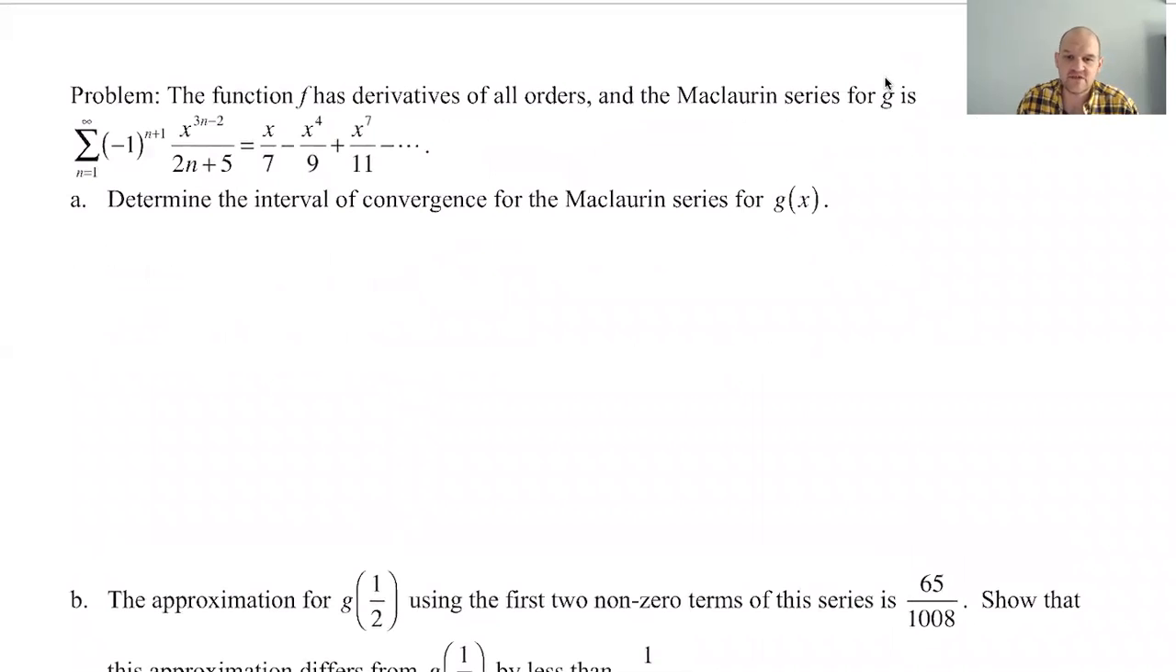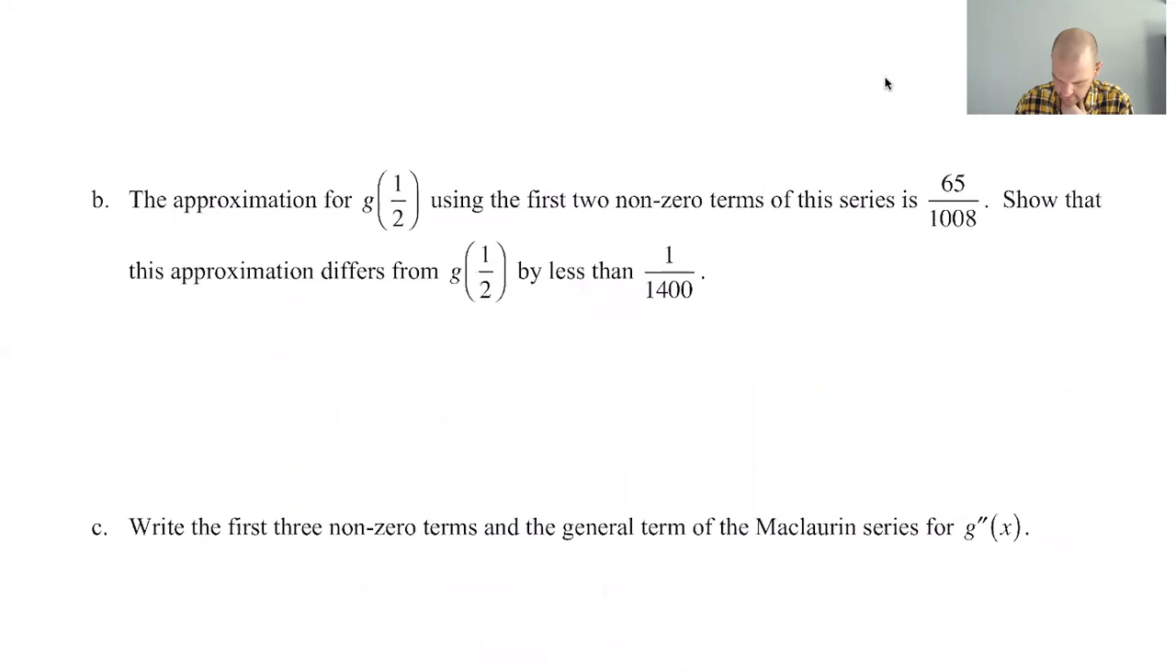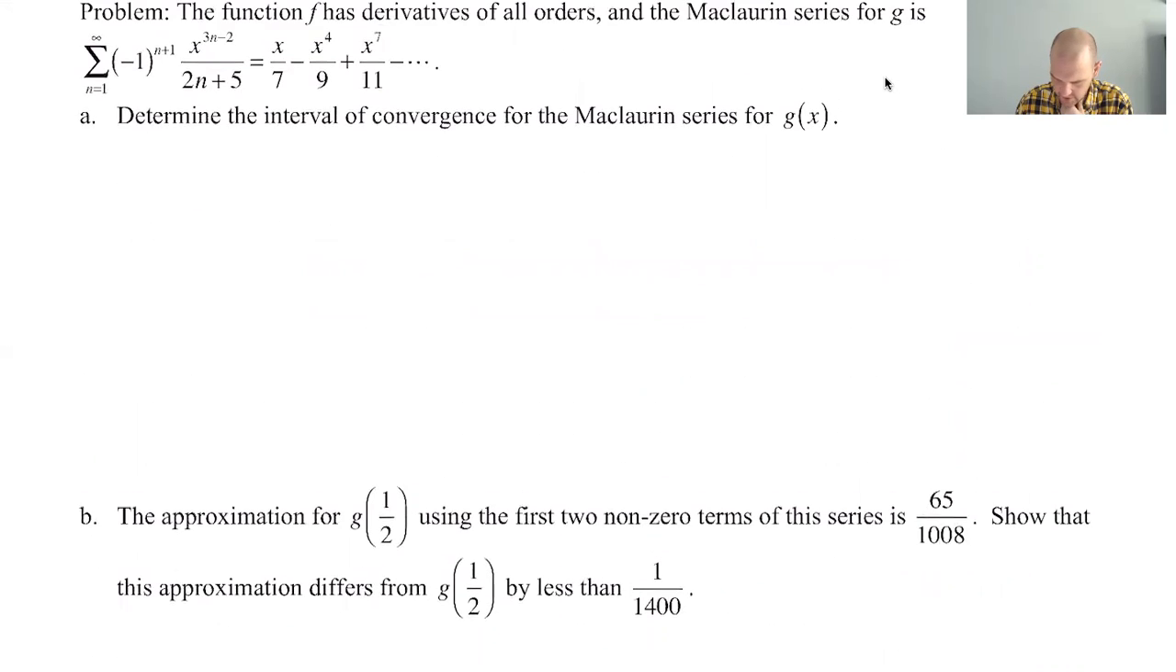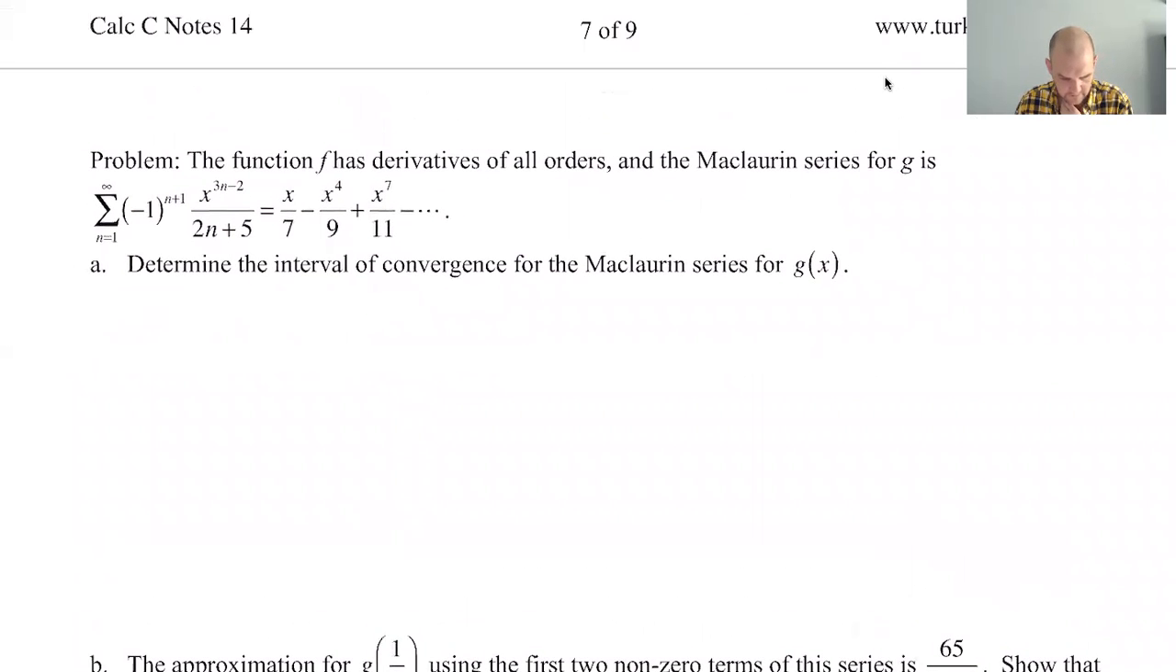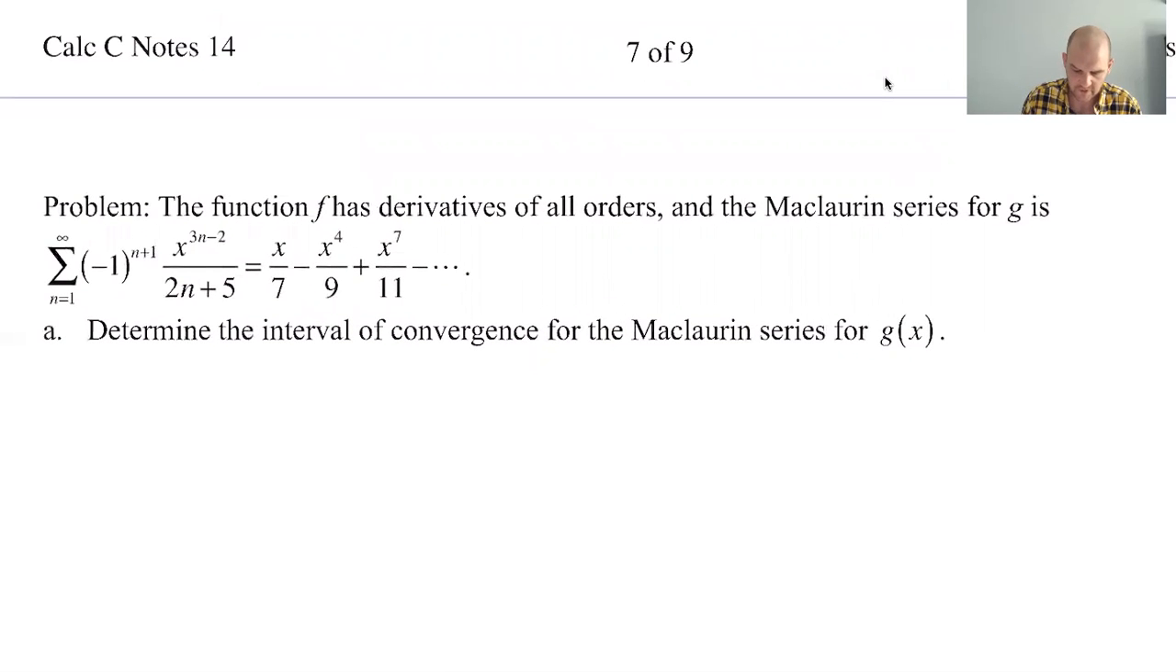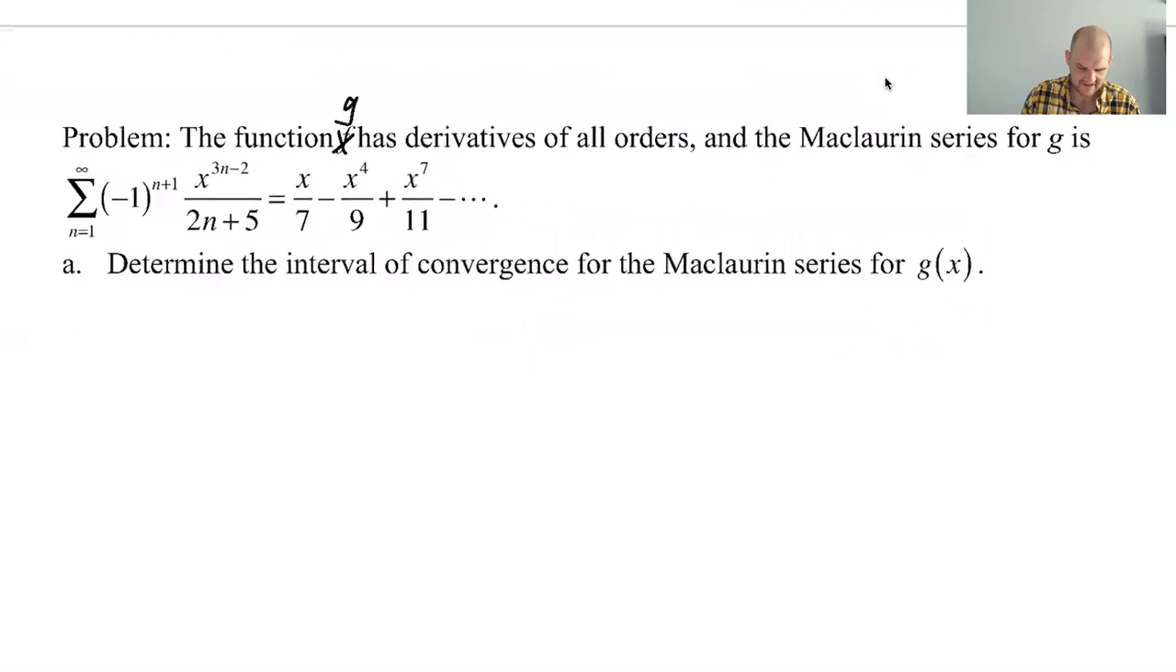The function f has derivatives of all orders, and the Maclaurin series for g of x is given by this. I don't know what f has to do with this at all. There's no f in this problem. I wonder if that f is supposed to be a g. Probably. I'm thinking this is supposed to be the function g has derivatives of all orders. Maybe. All right. Determine the interval of convergence for the Maclaurin series.